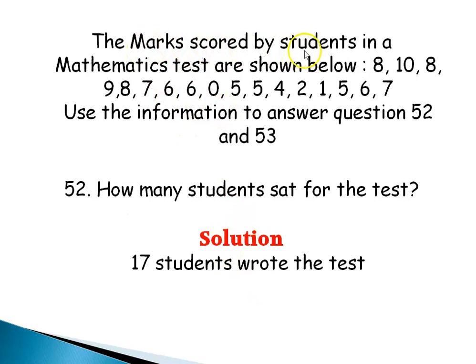Alright, the marks scored by students in the mathematics test are shown below: 8, 10, 8, 9, 8, 7, 6, 6, 0, 5, 5, 4, 2, 1, 5, 6, 7. Use the information to answer questions 52 and 53. Now the question says, how many students sat for the test? All we need to do is count all the test scores. 1, 2, 3, 4, 5, 6, 7, 8, 9, 10, 11, 12, 13, 14, 15, 16, 17. So 17 students wrote the test.